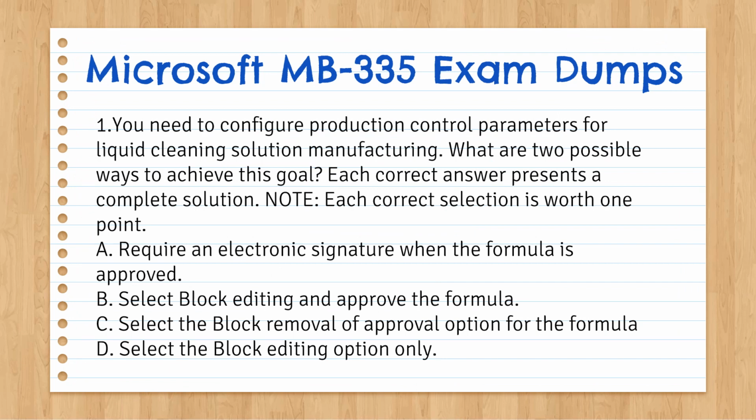1. You need to configure production control parameters for liquid cleaning solution manufacturing. What are two possible ways to achieve this goal? Each correct answer presents a complete solution. Note: each correct selection is worth 1 point. A. Require an electronic signature when the formula is approved. B. Select block editing and approve the formula. C. Select the block removal of approval option for the formula. D. Select the block editing option only.